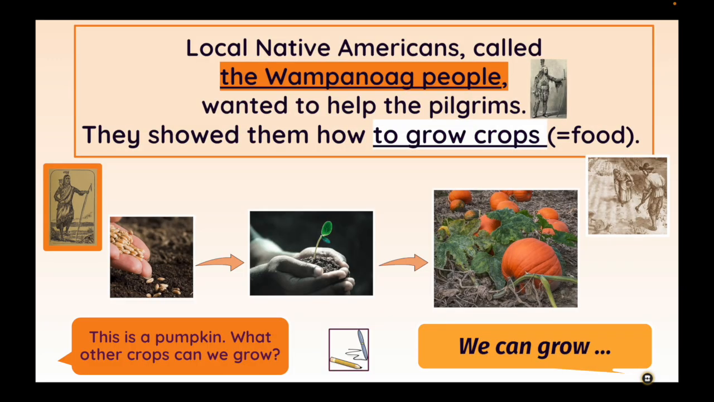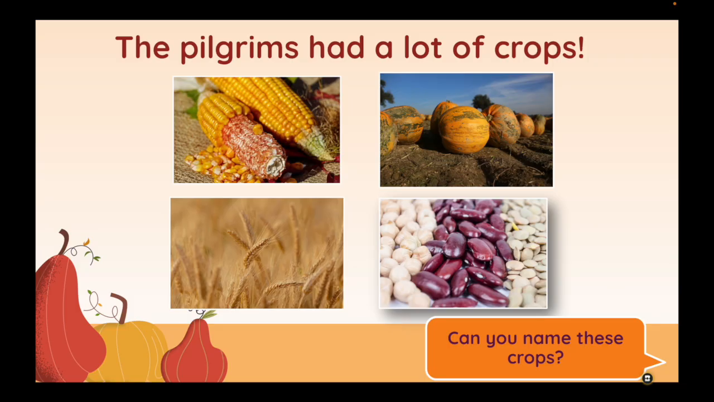Local Native Americans, called the Wampanoag people, wanted to help the pilgrims. They showed them how to grow crops or food. This is a pumpkin. What other crops can we grow? The pilgrims had a lot of crops. Can you name these crops?